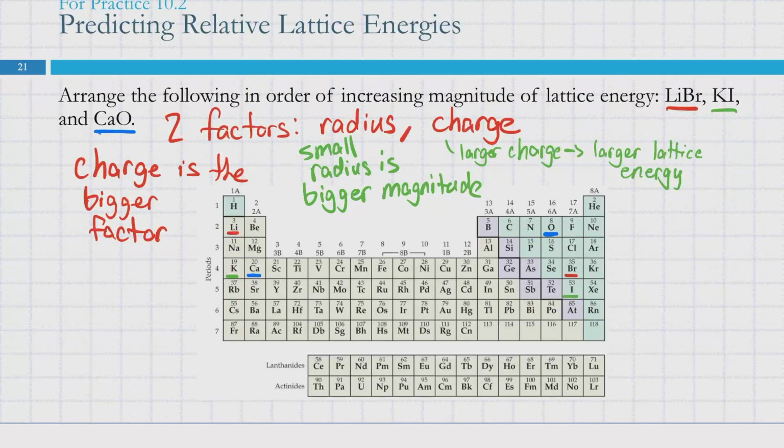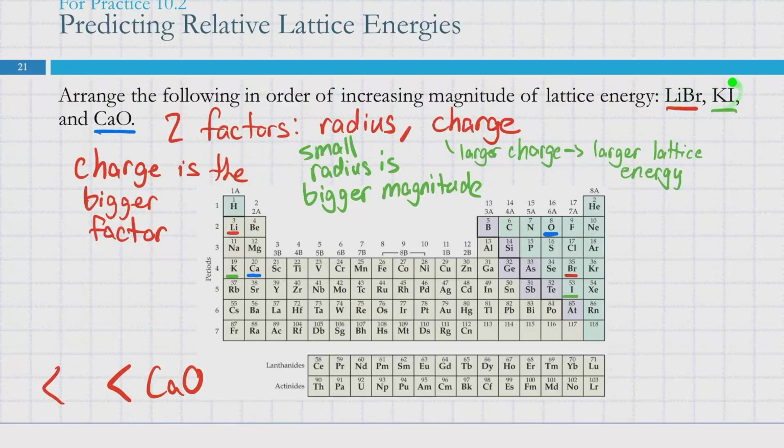So thinking about charges, two of these have charges with a magnitude of 1. One of them has charges with a magnitude of 2. Which one has a charge with a magnitude of 2? It has the 2 plus, 2 minus. CaO has a 2 positive charge, the oxide has a 2 minus charge. That's going to be our biggest, because of that charge factor.